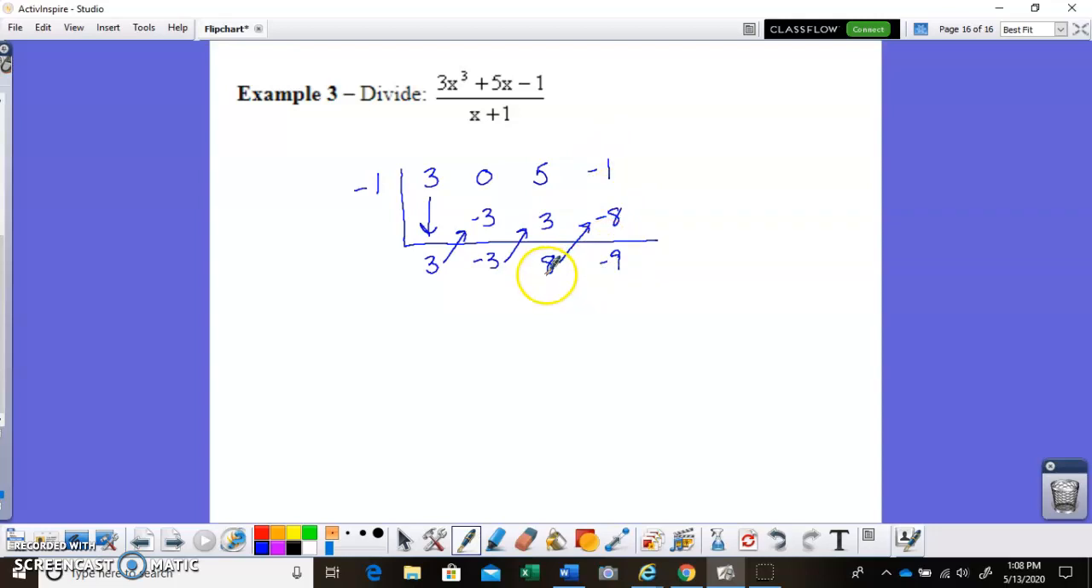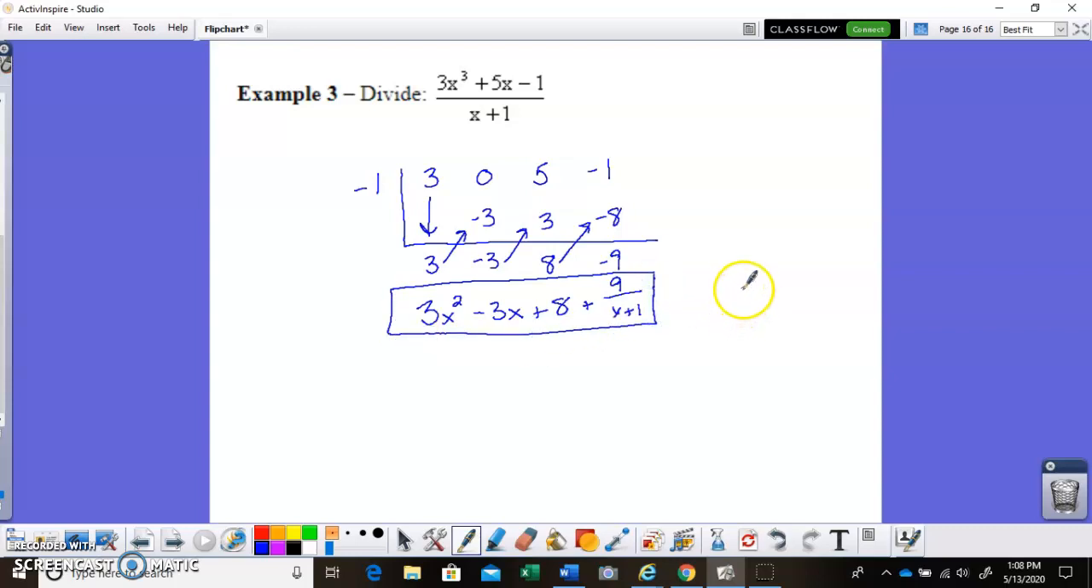Remainder, x to the 0, x to the 1, x squared. 3x squared minus 3x plus 8 plus a remainder of negative 9 over x plus 1. That is your full answer. Like I said, you're more than welcome to use synthetic division, but make sure it qualifies first, that you have a leading coefficient of 1 and an exponent of 1, okay? Otherwise, if we have problems that aren't like that, then you have to go through the full process of polynomial long division.